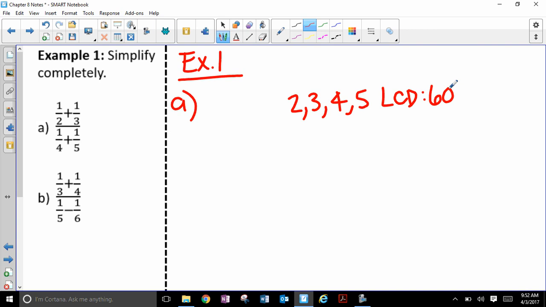So this has to be the number that is divisible by all 4 numbers. And 60 is the lowest number that would be divisible by all 4 of those numbers: 2, 3, 4, and 5. Okay, so that's step 1, finding that LCD. Step 2 now is to go to this fraction. Let me rewrite it.